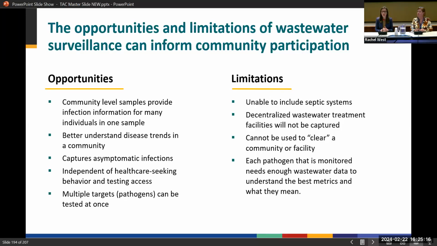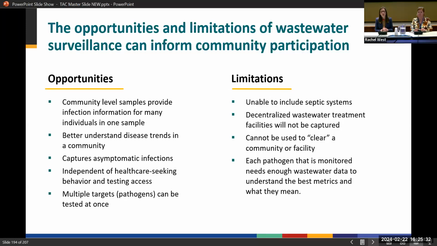Now, of course, there are limitations to this system. We're not able to include septic systems or decentralized wastewater treatment facilities. And now this has a special implication for more rural or remote communities that tend to rely on these systems.